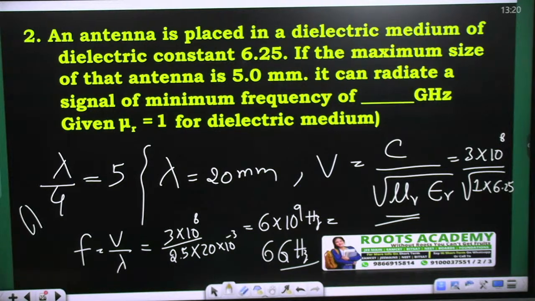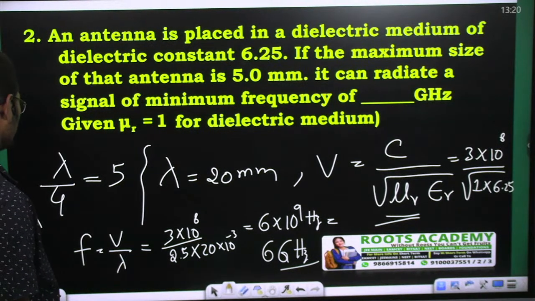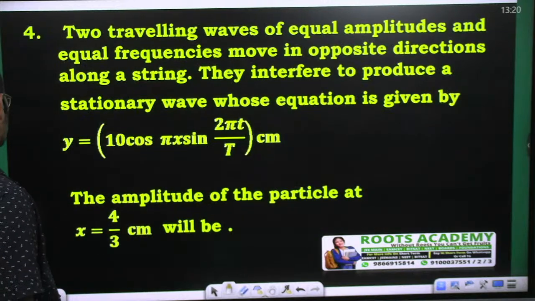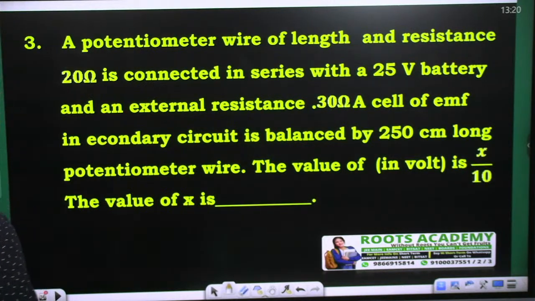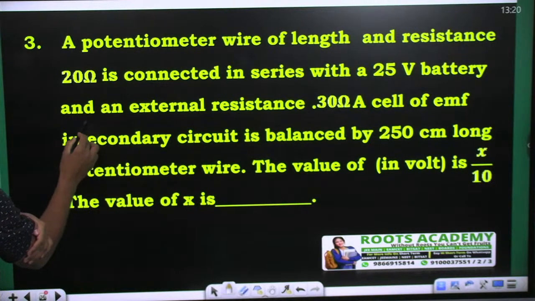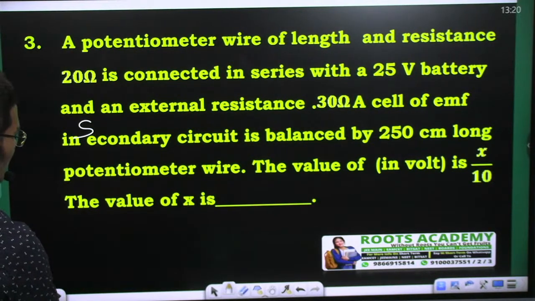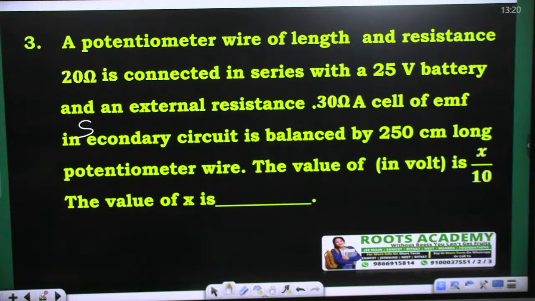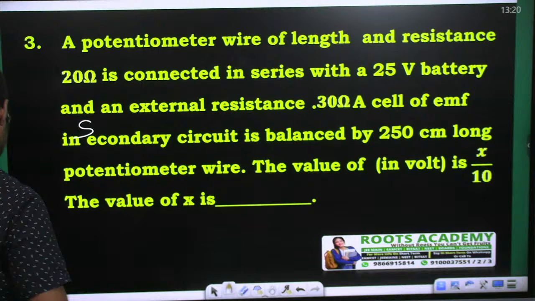So let's go to the next question. A potentiometer wire of length and resistance 20 ohms is connected in series with a 25 volt battery and an external resistance of 30 ohms. A cell of EMF in the secondary circuit is balanced by a 250 centimeter long potentiometer wire. The value is x by 10. The value of x is dash.